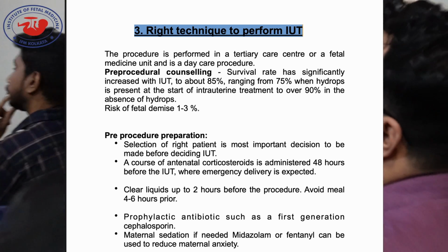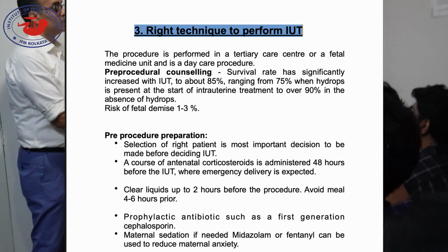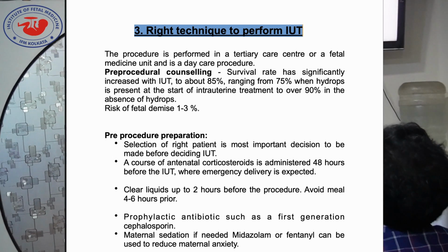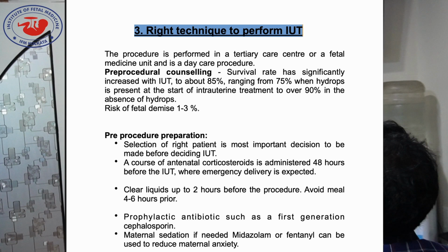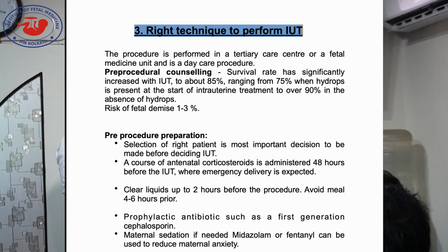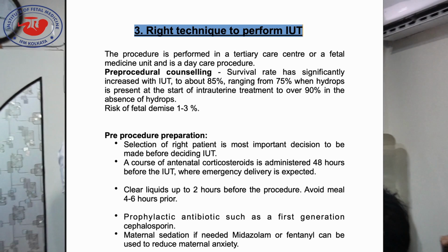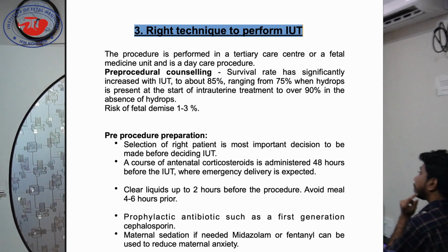Now, a course of antenatal corticosteroids is administered 48 hours before IOT, where an emergency procedure is expected. Say like this case of 31 weeks, so a shot of corticosteroid should be given. If it is 22 weeks, 24 weeks, need not. But now it is 31 weeks, so we have to give a shot of corticosteroids for lung maturity.